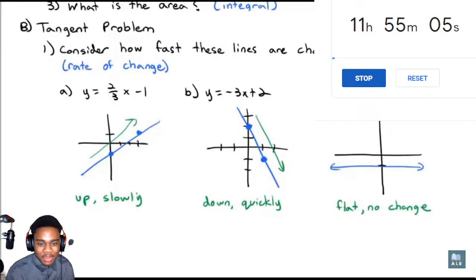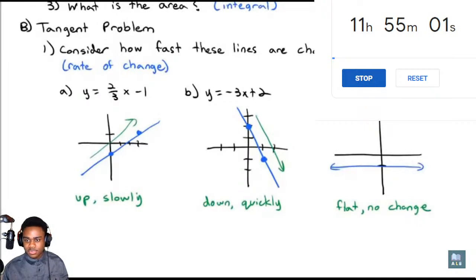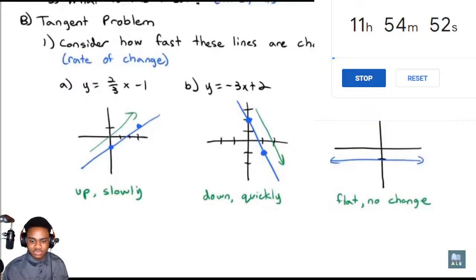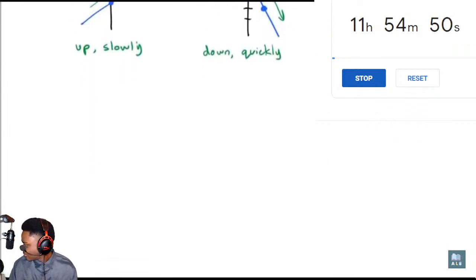Now what's interesting here is these lines are really easy to see how the graph is changing because they're just a straight line. They're always changing at the same rate. A is always going up slowly, B is always going down quickly, and C is always flat without any change. But this is not always the case.